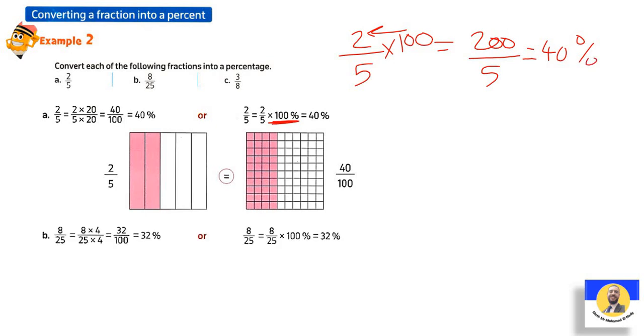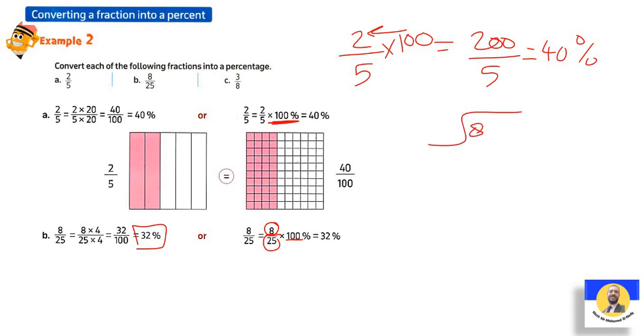Letter B. If you have 8 over 25, what will we do? Our 25 we can change into 100 by 4. So 25 times 4 is 100 and 8 times 4 is 32. So it will be 32%. Or we can times only by 100. Don't forget, we multiply only the numerator by 100. So 800 divided by 25. We can do long division.